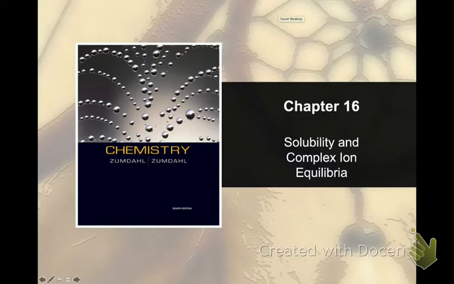All right, so one topic we didn't get around to covering yet, with classes being changed the way that they have, is solubility equilibrium. So we'll go through some examples of that today.